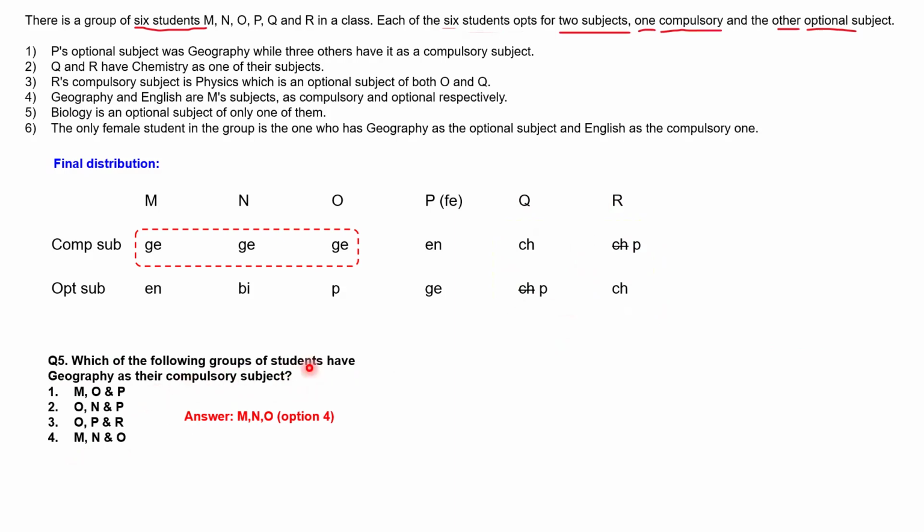Which of the following groups of students have geography as a compulsory subject? If we observe the layout or the distribution, it will be M, N, P, O, which is mentioned in option number 4. So here comes the end of the questions.